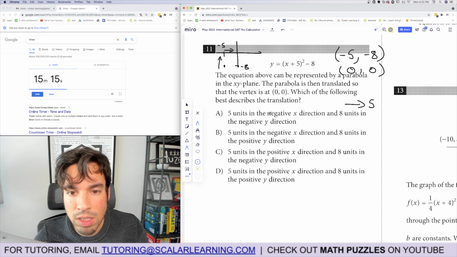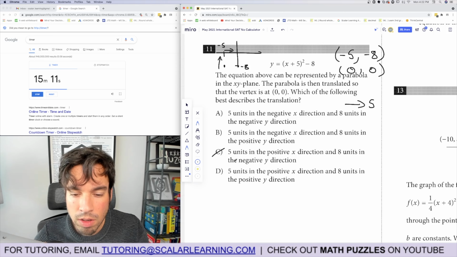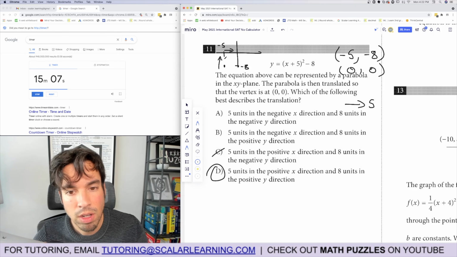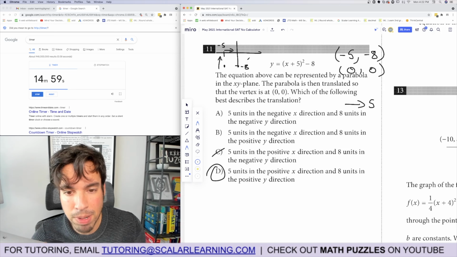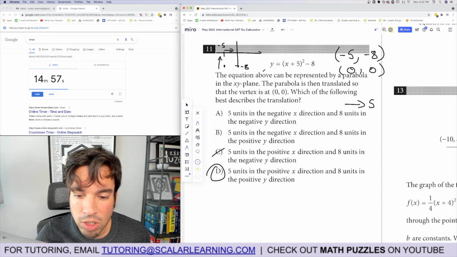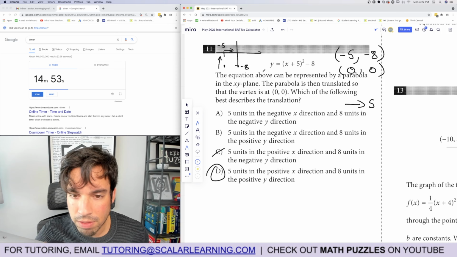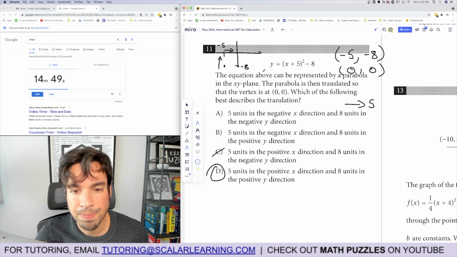So 5 units, like we said, in the positive direction for X. No, that's wrong. 5 units in the positive direction, 8 units in the positive direction for Y. That's the winner. But positive direction is up. They just said positive direction, whatever. And then 5 to the right is 5 units in the positive direction of X. Let me just make sure I didn't make a mistake. 5 units in the positive direction, -5, -8. Okay, we're good to go.